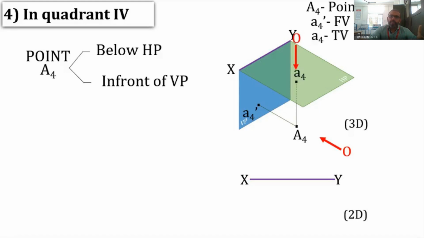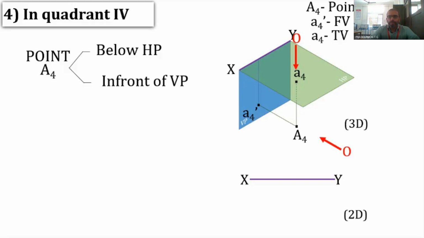Now the HP is lying in between A4, the point, and the observer, and an imaginary ray of light starting from A4 is traveling to O. When that imaginary ray of light intersects with the HP, we obtain the top view, A4.